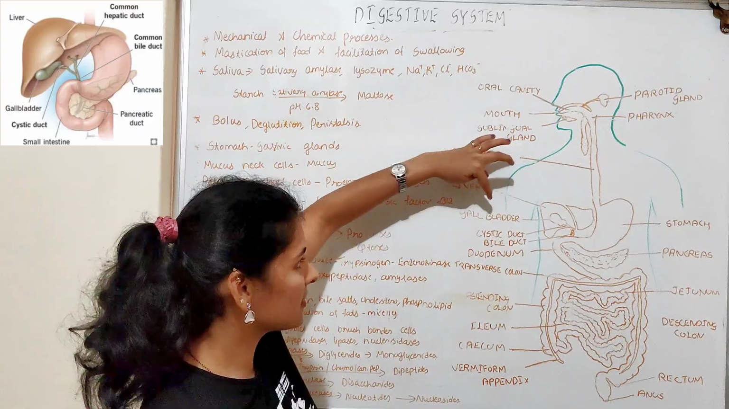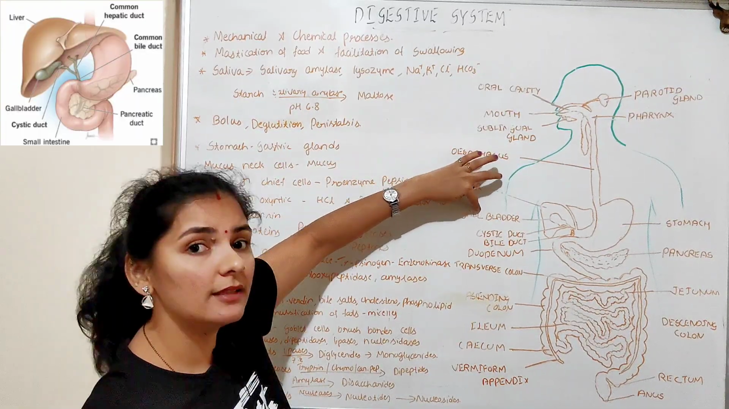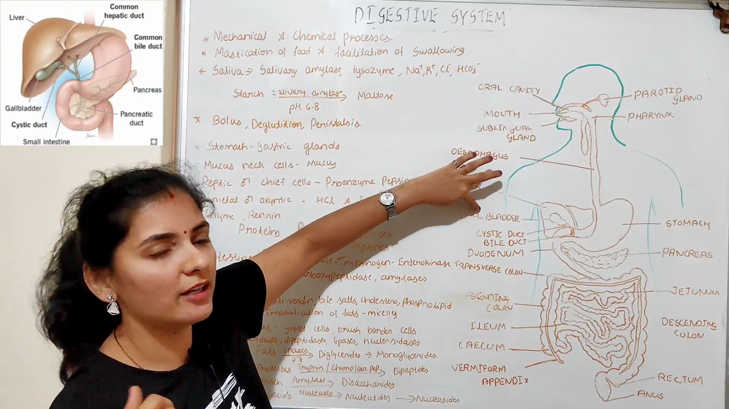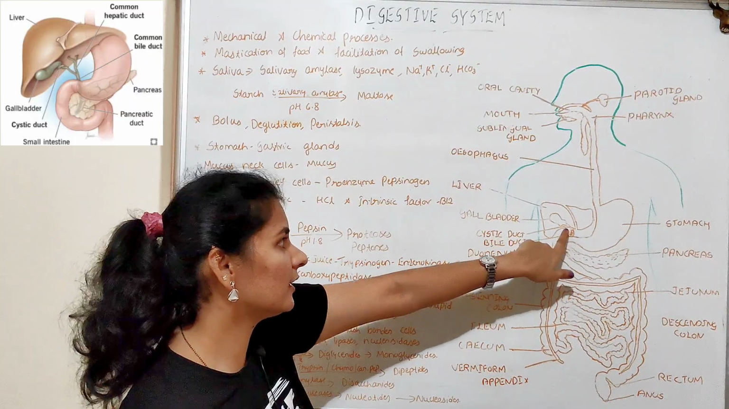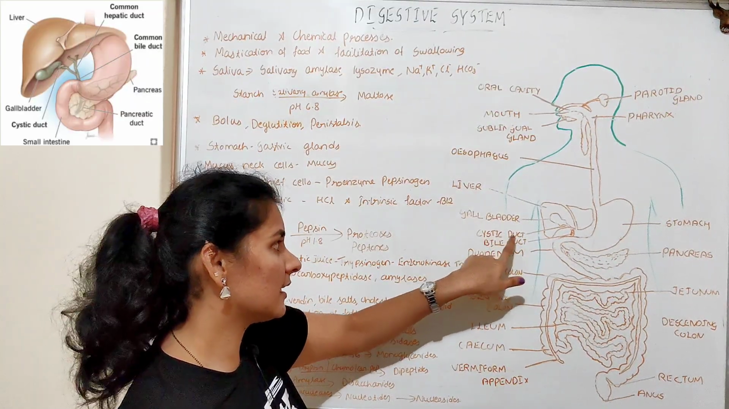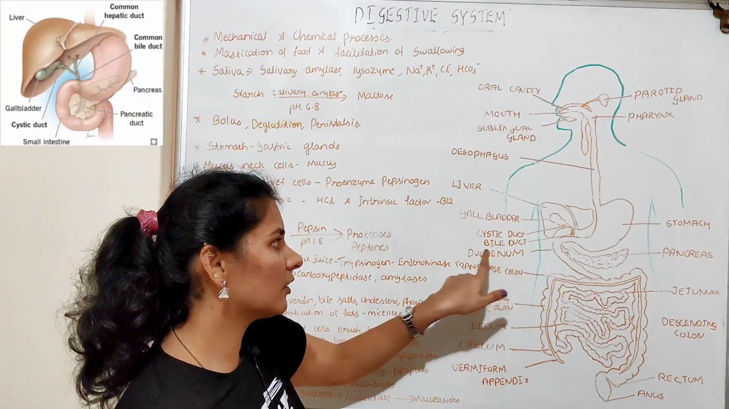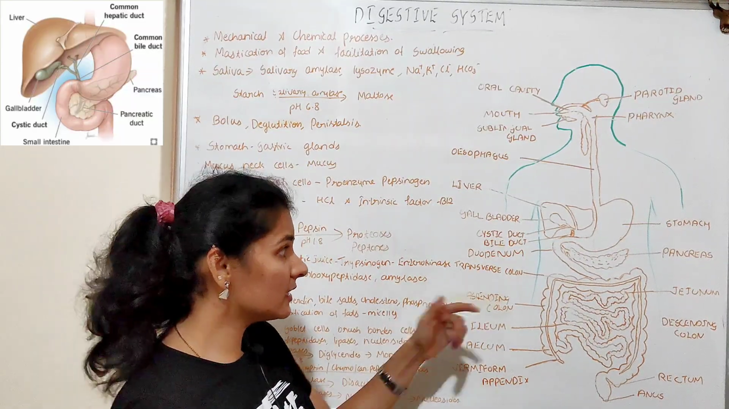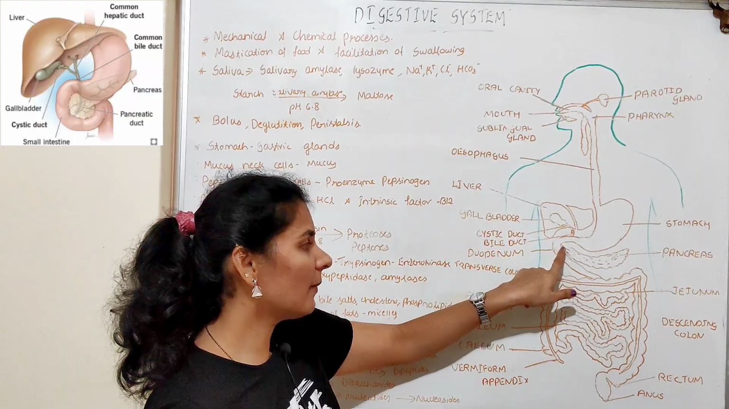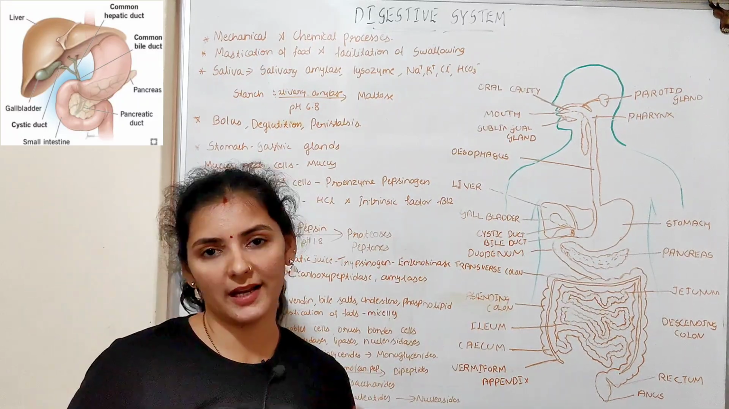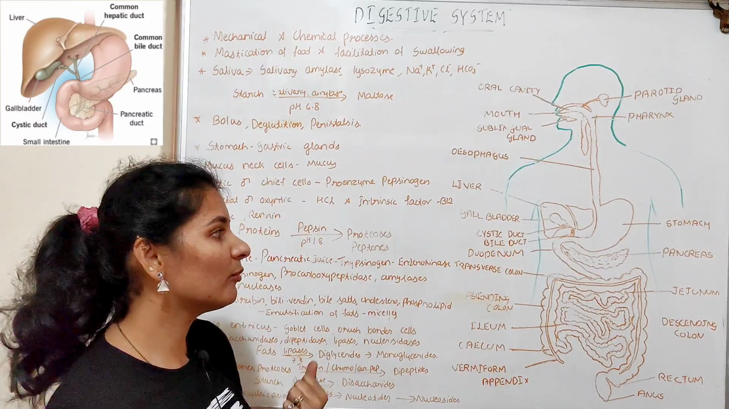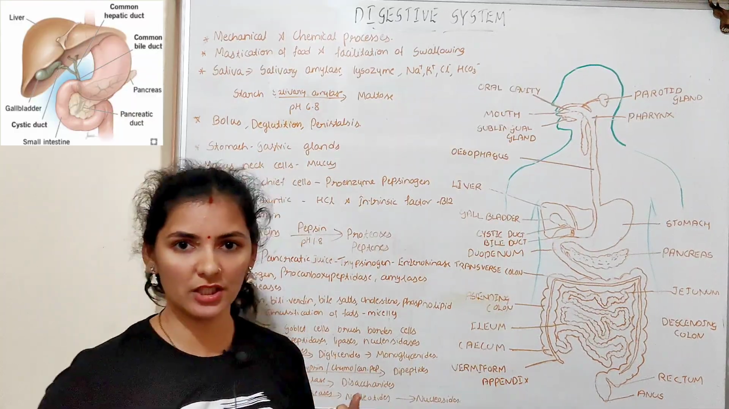This sac-like structure is the gallbladder, where the bile is temporarily stored and concentrated, and it has a duct known as the cystic duct. So the duct of the gallbladder is known as the cystic duct, which joins with the hepatic duct to form the bile duct. Later, this bile duct joins with the pancreatic duct, that is the duct of the pancreas, to form the hepatopancreatic duct. And this hepatopancreatic duct opens into the duodenum.